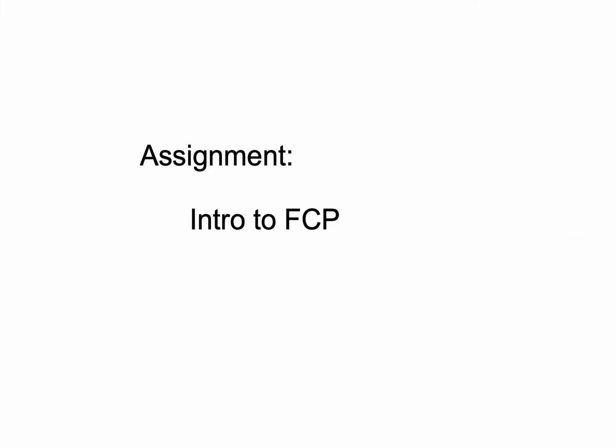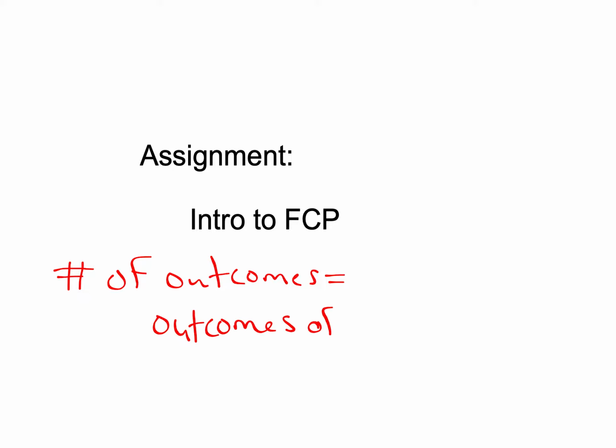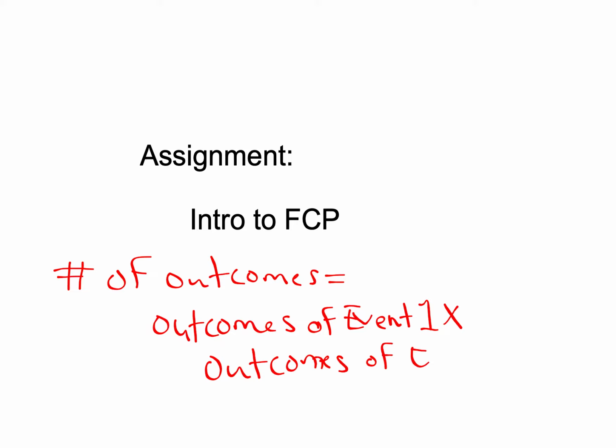Okay, so with that, we just introduced the fundamental counting principle, which pretty much says the total number of outcomes equals the outcomes of event 1 times the outcomes of event 2 times the outcomes of event 3, etc. That's basically the fundamental counting principle.